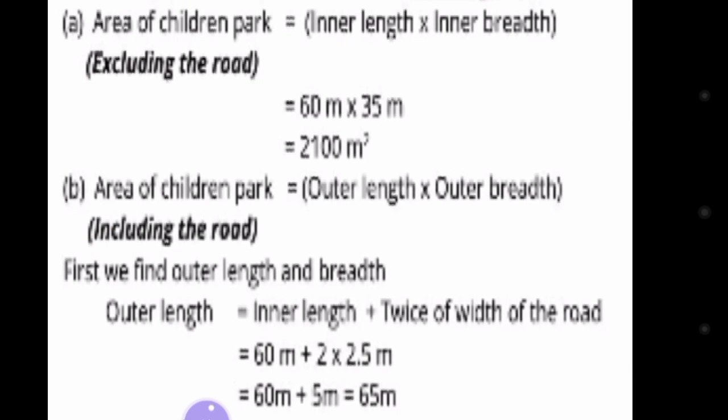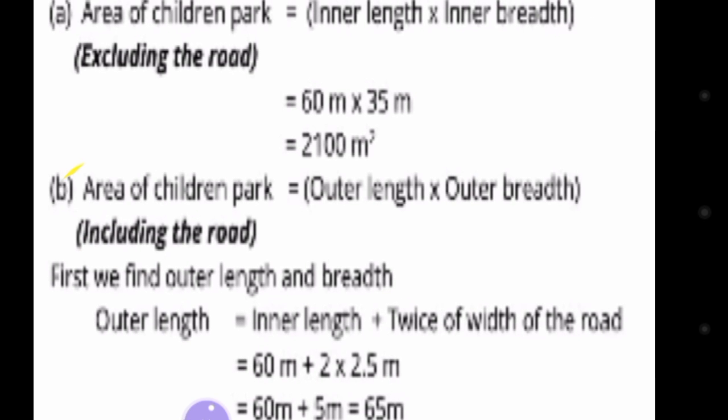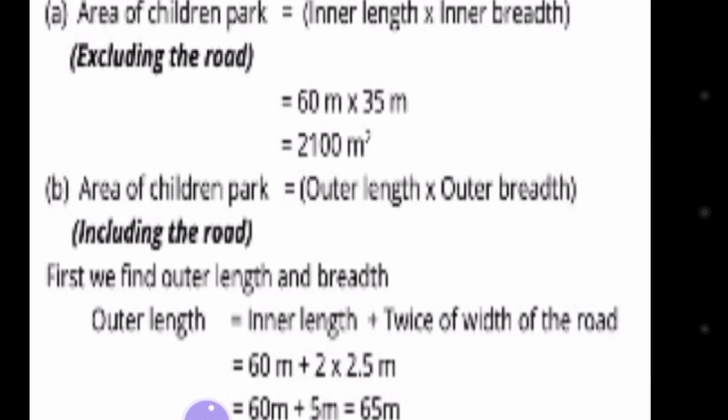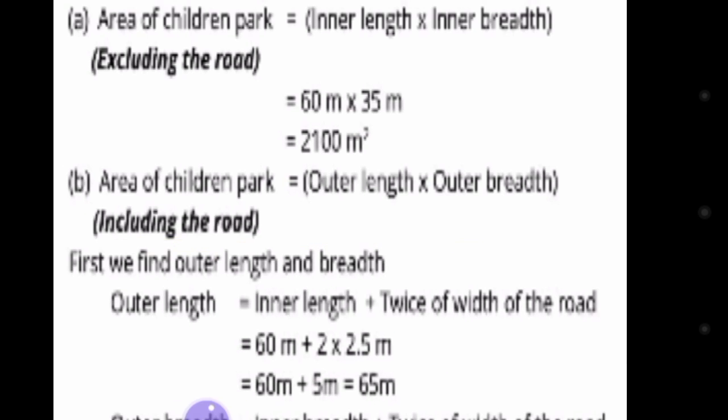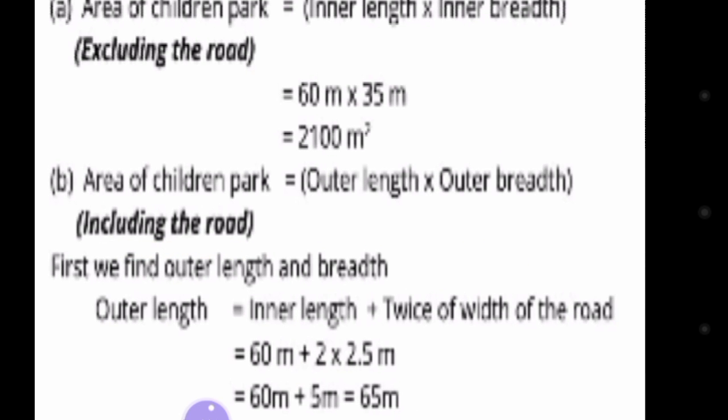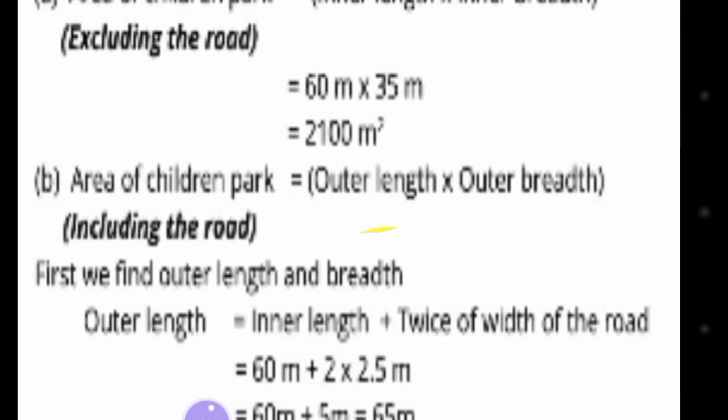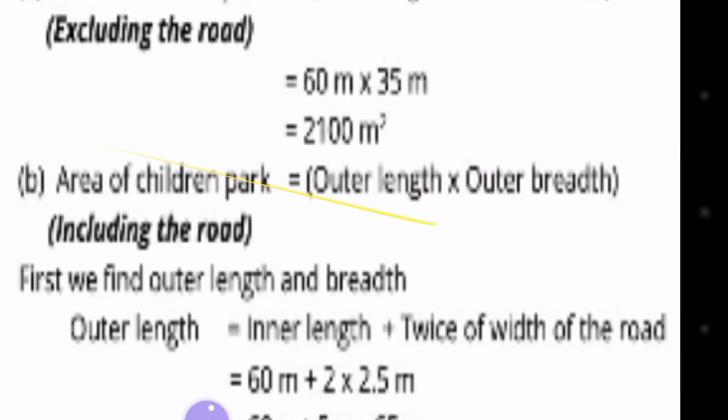This area is excluding the road, so when we put these values into the length and breadth, that is 60 meter into 35 meter, we get 2100 meter square. Now the area of a children park including the road, that is the outer rectangle, we can find out by the outer length into outer breadth.